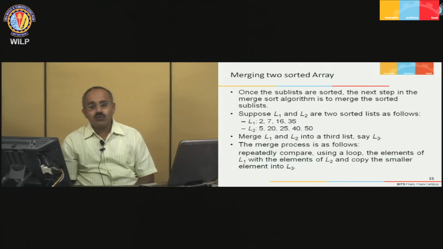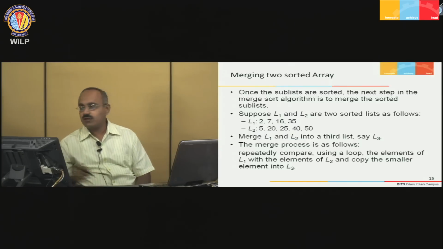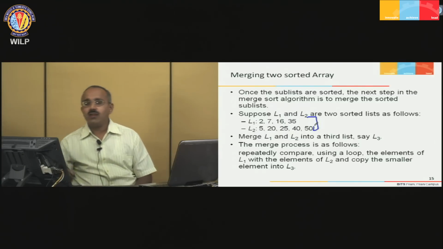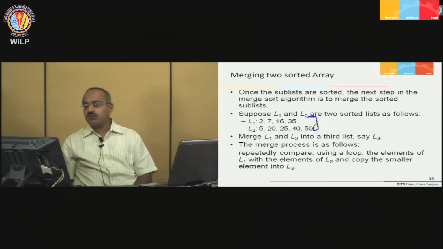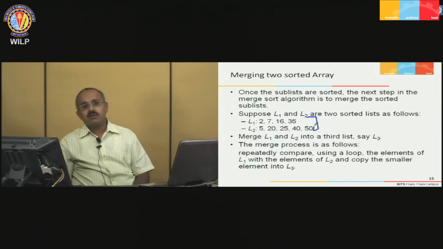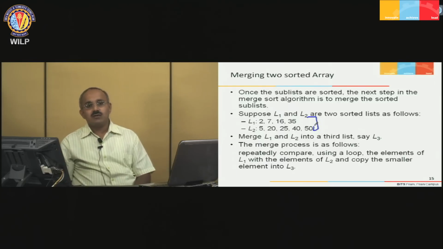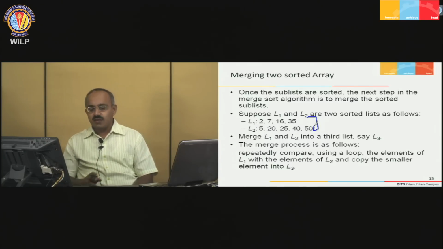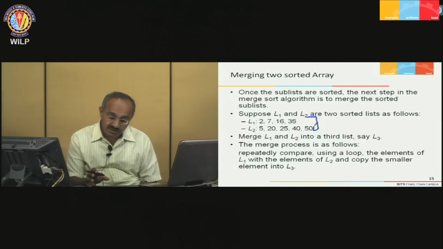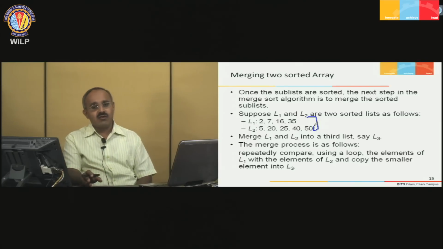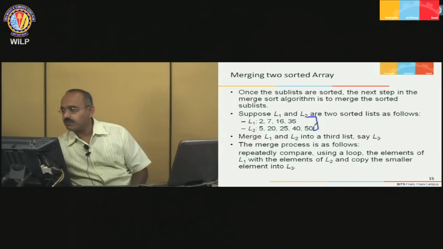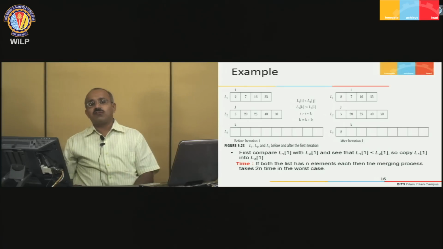Let us see how we are going to merge two sorted lists into a single list. Let me look at two lists here, and we will see how to merge them into a single sorted list. The merge procedure is as follows. We repeatedly compare elements of L1 with elements of L2 and copy the smaller element into L3. Given L1 and L2, we form a list or array L3 of double the size of L1 and store the elements there. Let me illustrate this merging procedure with an example.